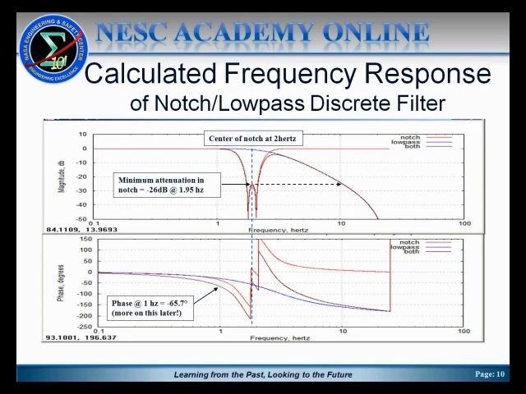One other thing I want to note on the bottom figure that will be important in a couple of slides to follow for this example is the phase lag at 1 hertz due to the combined filters. You'll see that at 1 hertz the phase is approximately minus 65.7 degrees of phase lag, and that'll be important for part of the example I'm going to show in a couple slides here.